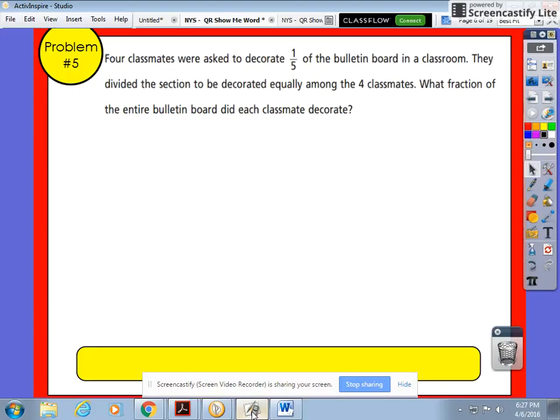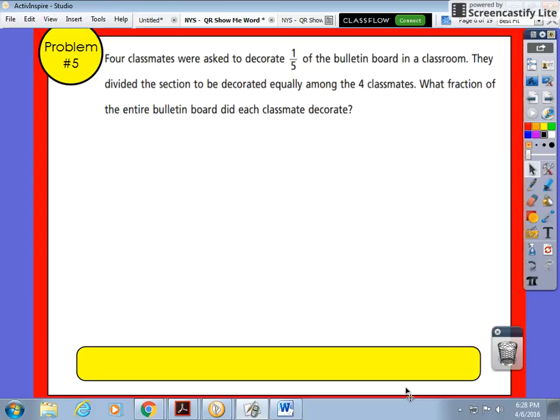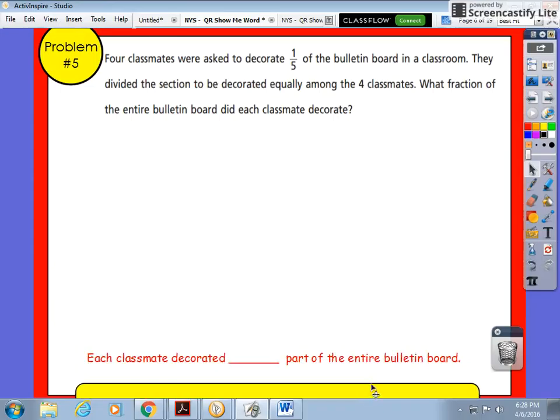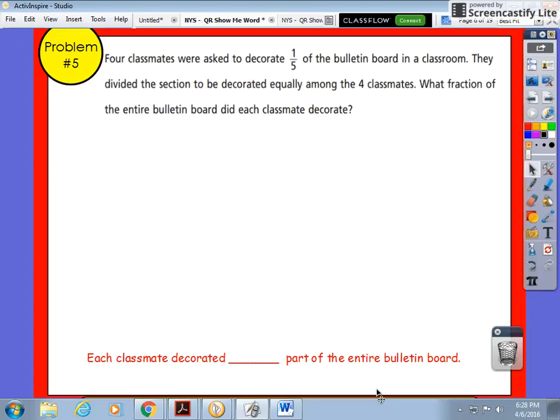So again, we want to start off by writing a sentence, because the sentences will make sure that our answers make sense. So you can take a look at the sentence that I wrote. It says each classmate decorated part of the entire bulletin board. So thinking about that sentence, I know that my answer has to be less than 1, because I have one whole bulletin board and they just decorated part of it.